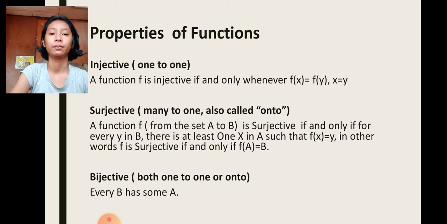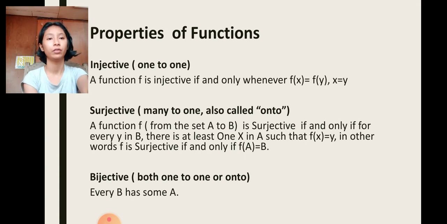Second, surjective, also called onto. A function f from the set A to B is surjective if and only if for every y in B there is at least one x in A such that f of x is equal to y. In other words, a function is surjective if and only if the range of f is equal to B. Third, bijective, both one-to-one and onto. Every b has some a. So those are the three properties of functions.